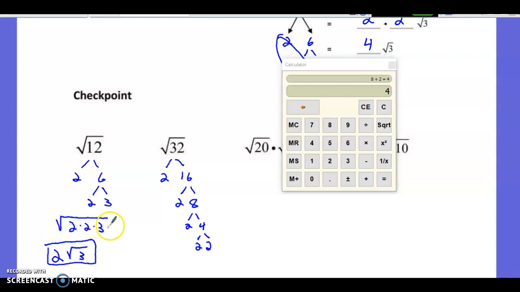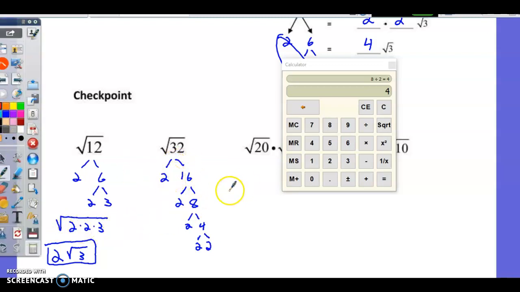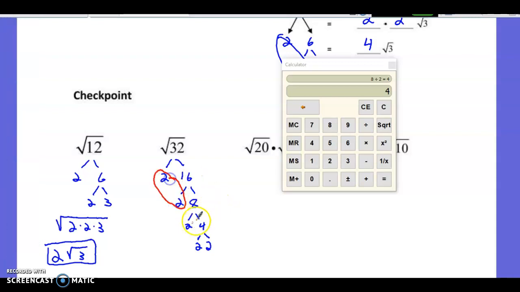So instead of rewriting all these underneath the radical, I'm looking for pairs. So I have a pair of 2's, so that 2 will come out. Another pair of 2's, so that 2 will come out. So I have basically 2 times 2 on the outside. Then I have that 2 left over, that stays underneath the radical. 2 times 2 is 4, and then root 2 would be my final answer.